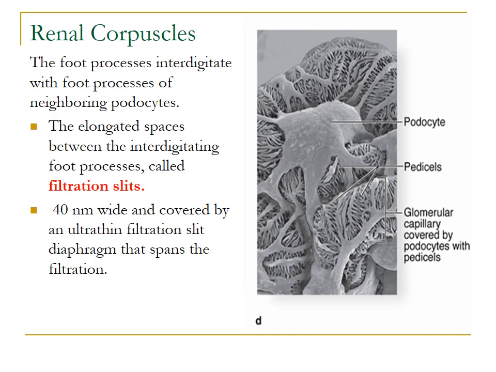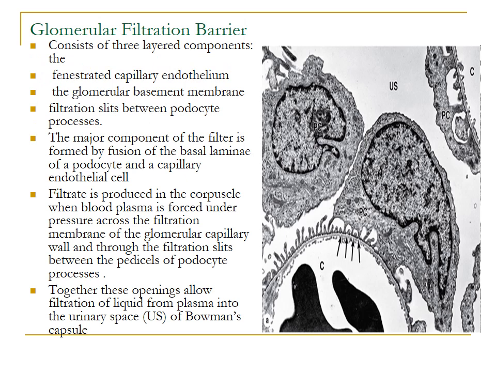Now, these filtration slits can be easily visualized by the electron micrograph. So you can see here the elongated spaces between the interdigitating foot processes, they are called the filtration slits. And they are 40 nanometers wide, and they are covered by an ultra thin filtration slit diaphragm that spans the filtration slit. Now this is another important structure which can be seen with the electron microscope.